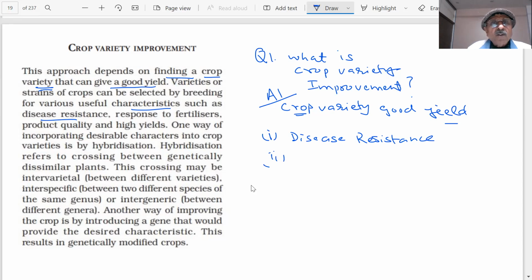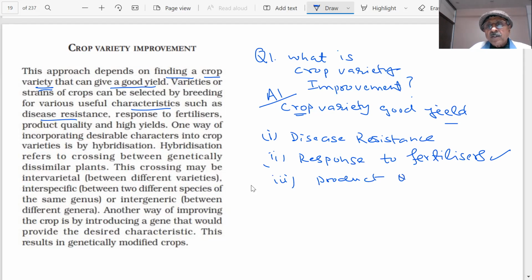Then how it will respond to fertilizers, because nowadays you are using a lot of fertilizers, student. Are you using fertilizers? Yes, sir. So a lot of fertilizers are being added to improve the quality and high yields. So how do they respond to fertilizers, product quality and high yields? Product quality is important, students, and the variety should be able to give high yields.